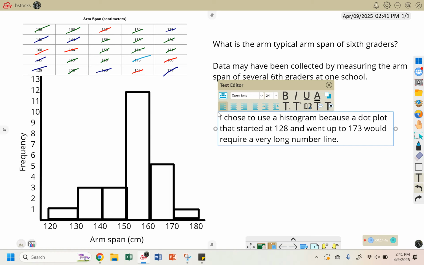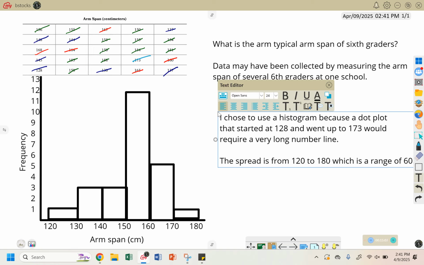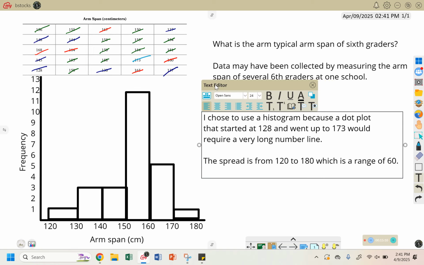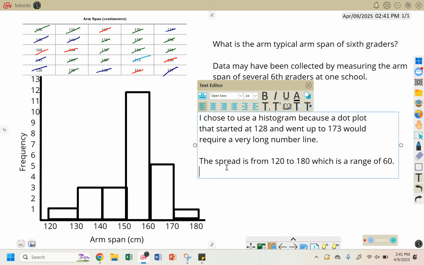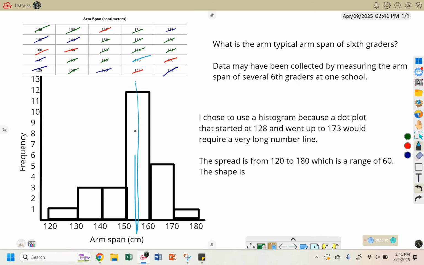Then it says a description of the shape and spread of this data distribution. The spread is from 120 to 180, which is a range of 60. The shape is slightly skewed. If we were to put our center in here, we would put it somewhere around here, so it would be skewed left.